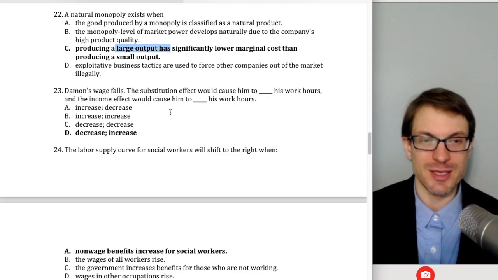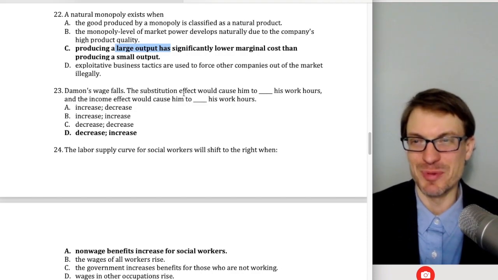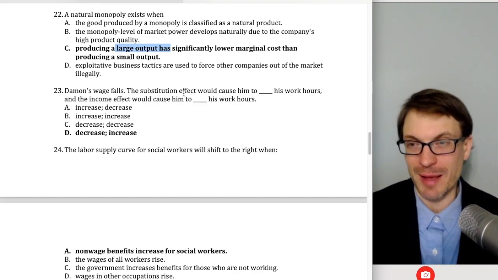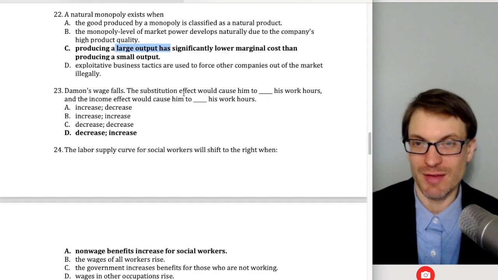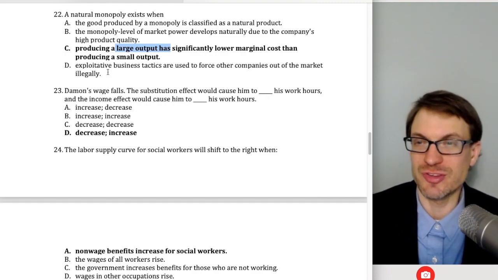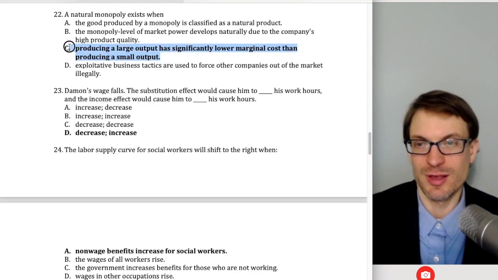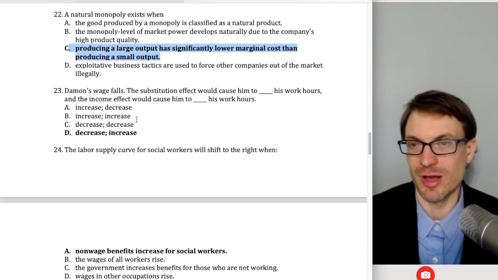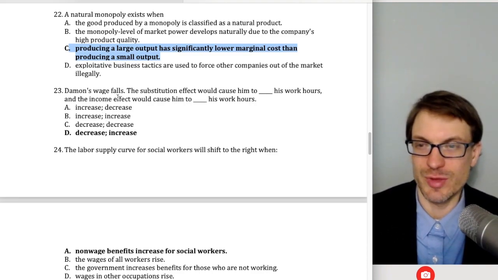And then they say, well, because we've created this monopoly, which would have emerged anyway, but because we've got this monopoly that we're regulating, now we have to have government oversight of the pricing. So anyway, that's kind of what happens with a natural monopoly. But the basic idea is, yeah, producing a large output has a significantly lower marginal cost than a small output. That's right. All right, so we have wage falling.